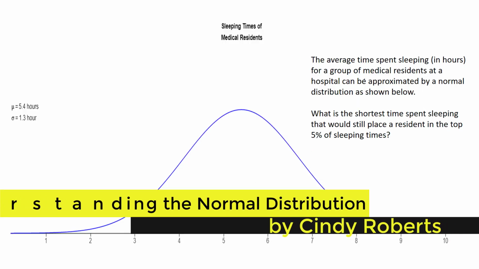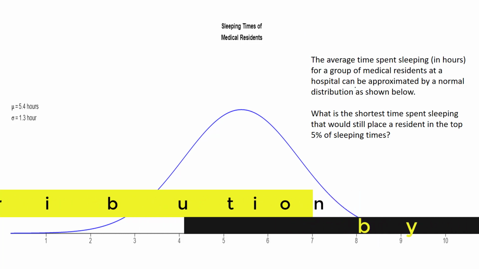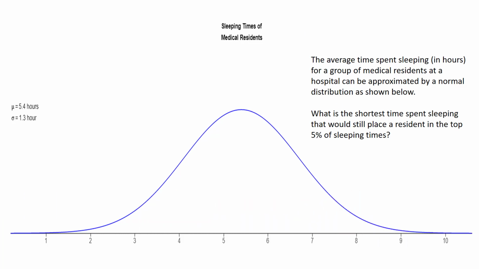Okay, let's say the average time spent sleeping in hours for a group of medical residents at a hospital can be approximated by a normal distribution, as shown below. We're given the mean is 5.4, so we could go ahead and put that right down the middle, 5.4, and the standard deviation is 1.3 hours.